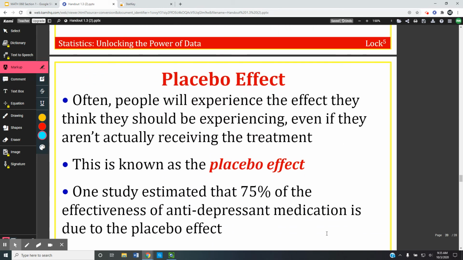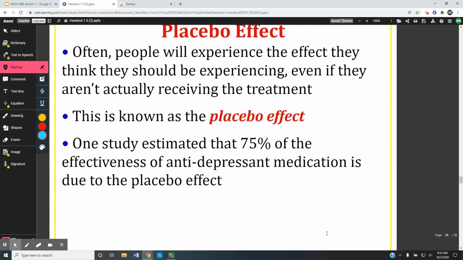It goes on to talk about the placebo effect. Often people will experience the effect they think they should, even if they aren't actually receiving the treatment. This is the placebo effect. Well, there's a study out there floating around that 75% of the effectiveness of an antidepressant medication is due to the placebo effect.